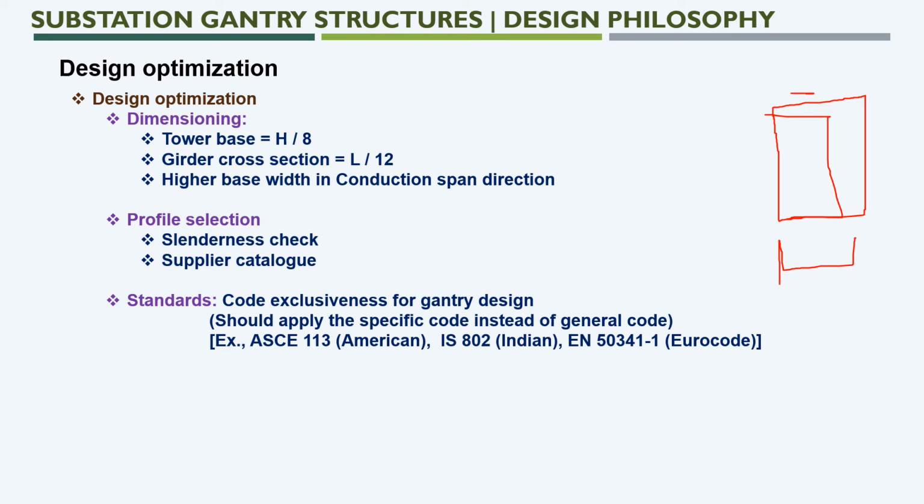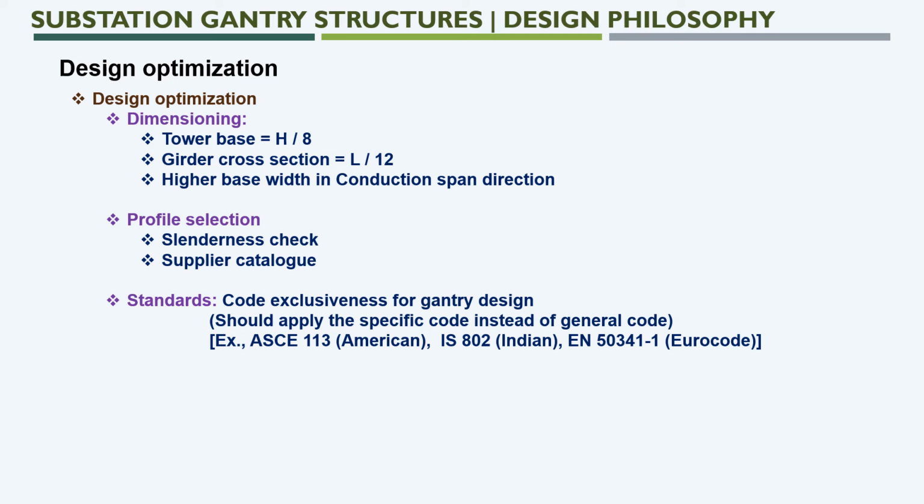Similarly, the girder cross section also needs to be defined. If the girder span, suppose I assume it is 12 meters, then the span L, 12 meters, should be divided by 12, so that I can get the cross section width of the girder. So 12 divided by 12 gives 1 meter. So 1 meter is the cross section of the girder to be considered for economical design.